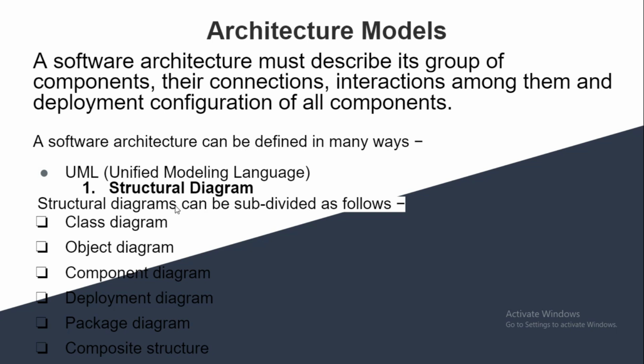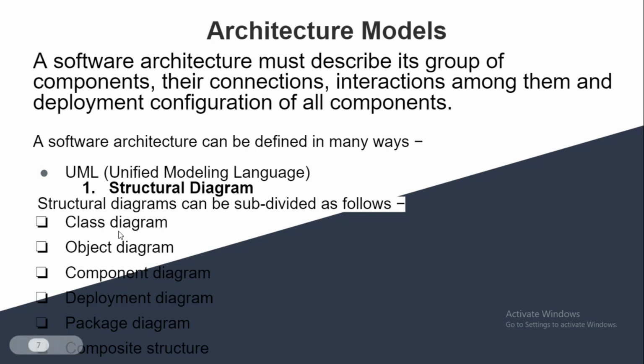Structural diagrams represent the static aspects of a system. These static aspects represent those parts of a diagram which form the main structure and are therefore stable. These static parts are represented by classes, interfaces, objects, components, and nodes. Structural diagrams can be subdivided as follows.